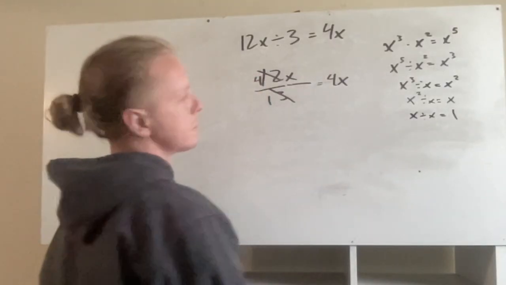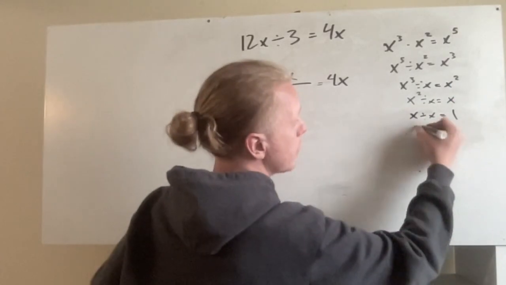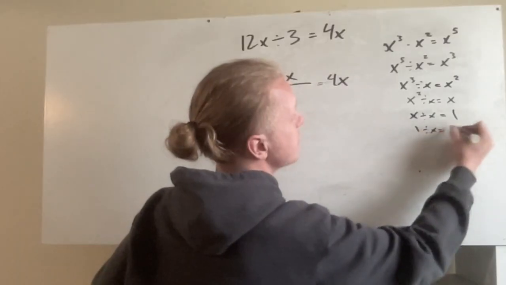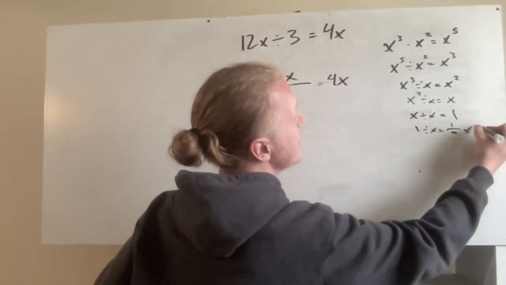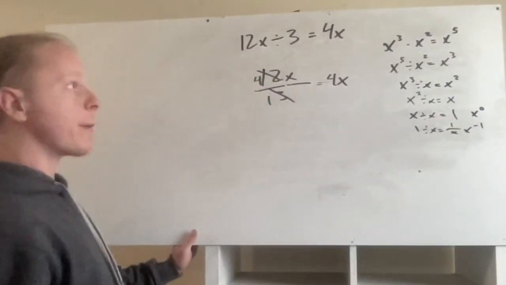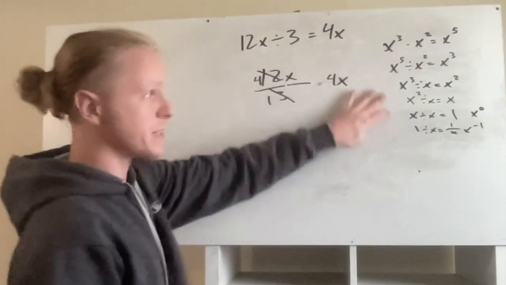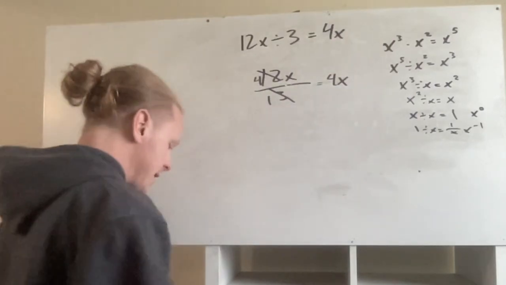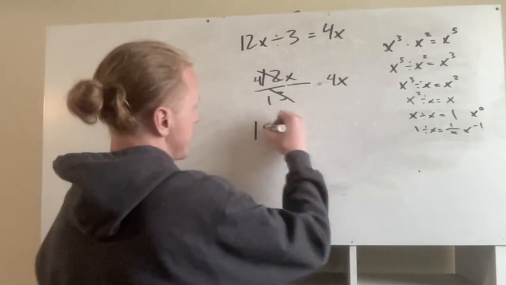Okay? This is a little bit of a throwback, but I could keep going. 1 divided by x gives me 1 over x, or x to the negative first power. This is also x to the 0. Okay? But now I'm getting a little bit off topic, but this is important for us to keep in mind because soon, what if I was given something like this?